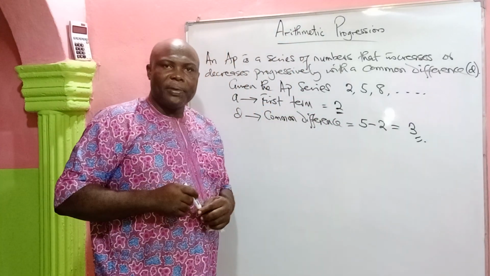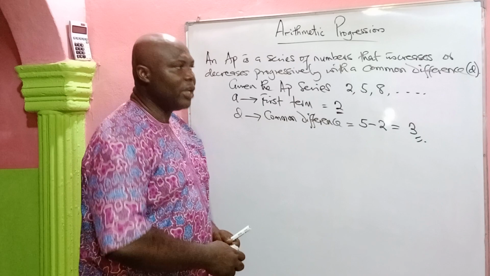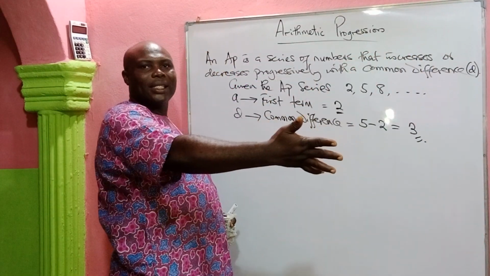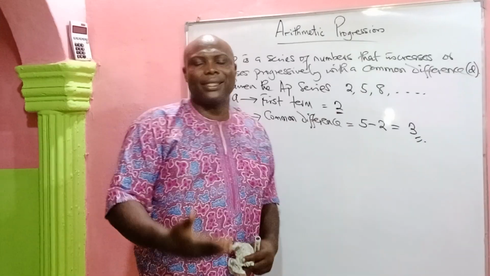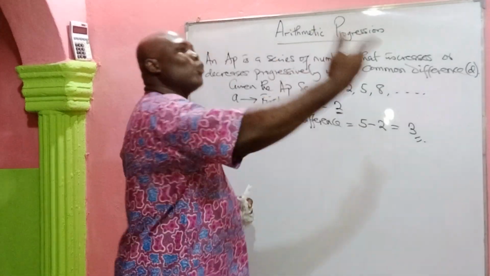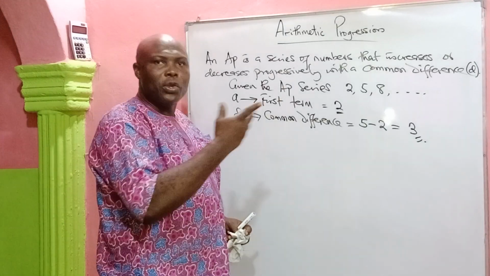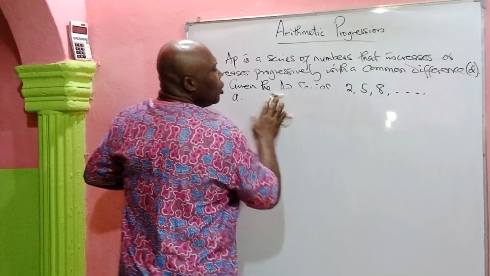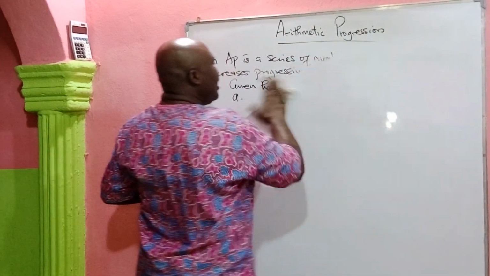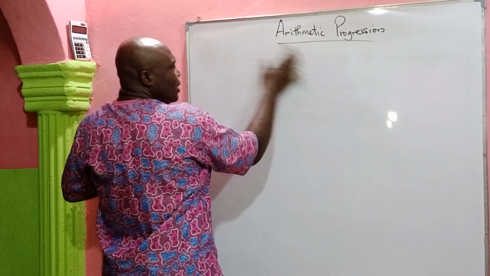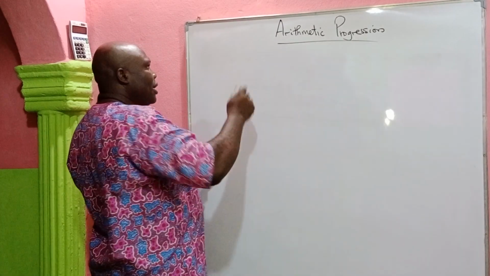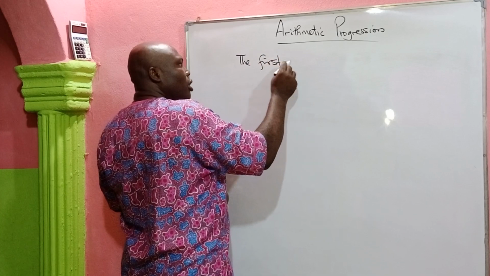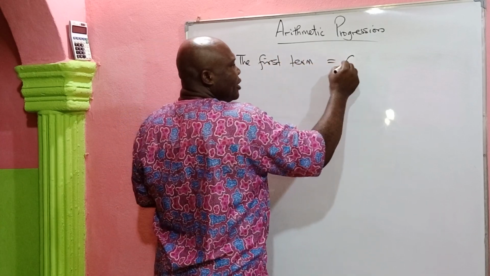Now, let us derive what we call the nth term of the AP series, which is the last term. Assuming we are given the 20th term, say find the 20th term. That 20th term is the last term. So how do we find that 20th term when you're given an AP series? Let's introduce the formula. We know that the first term of an AP series is simply A.